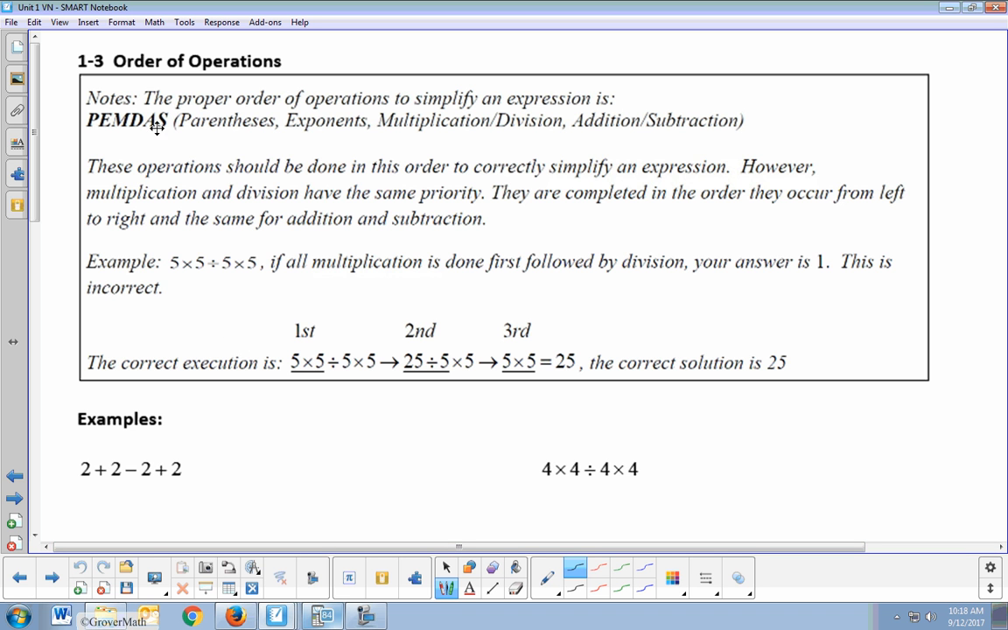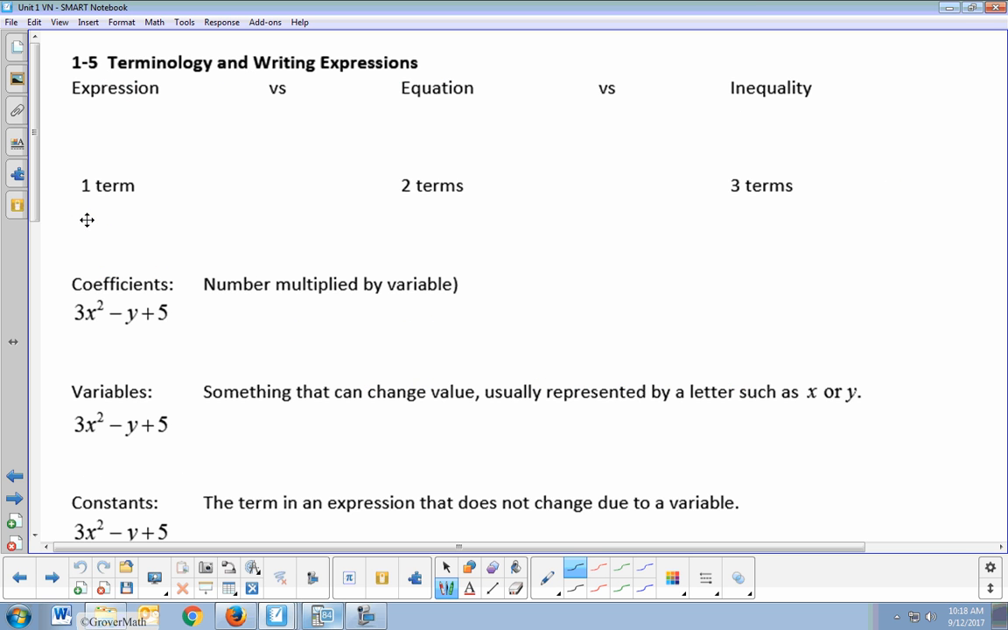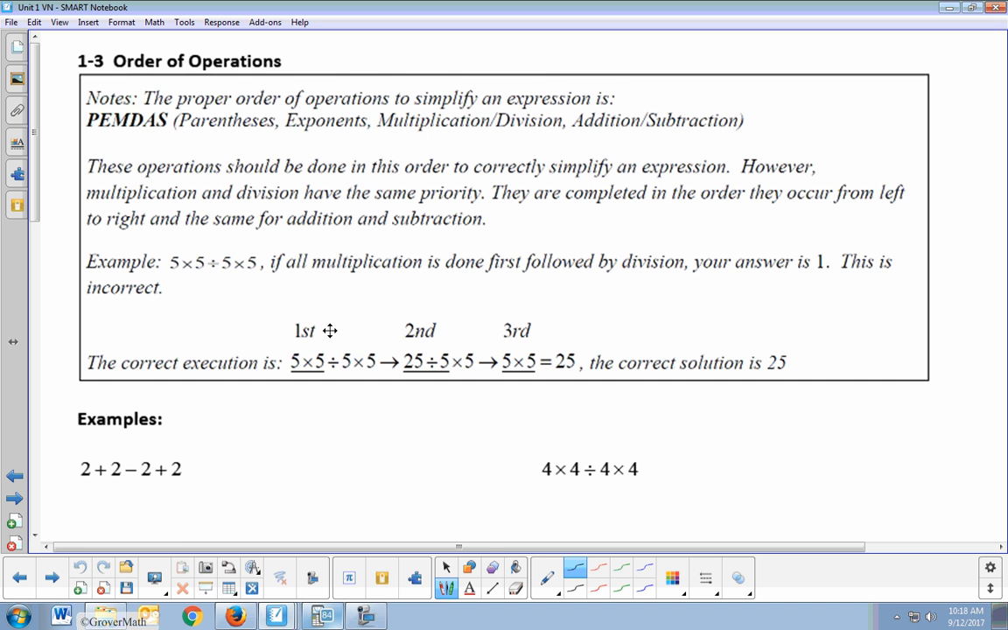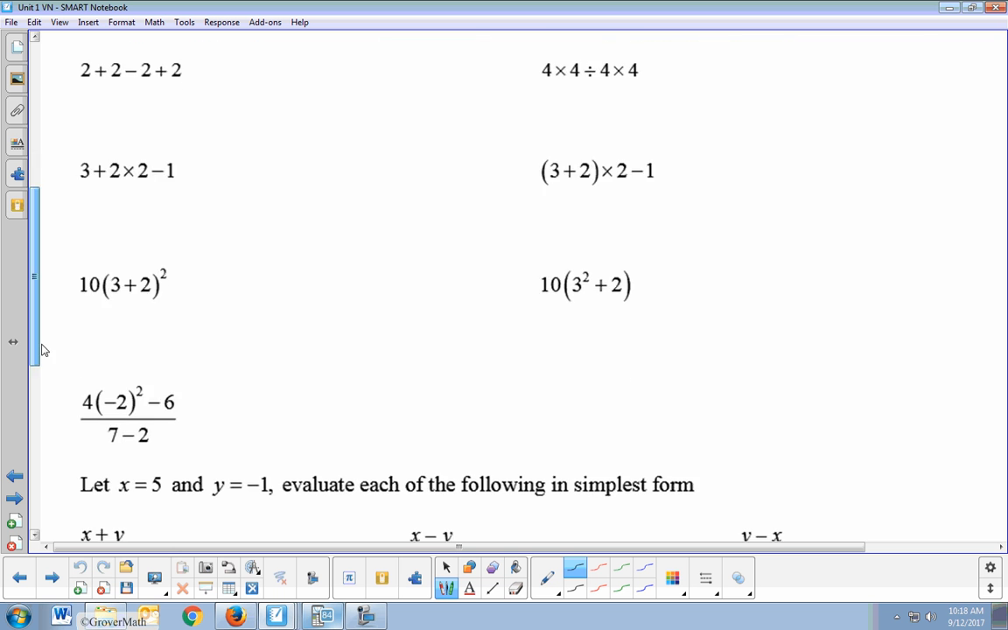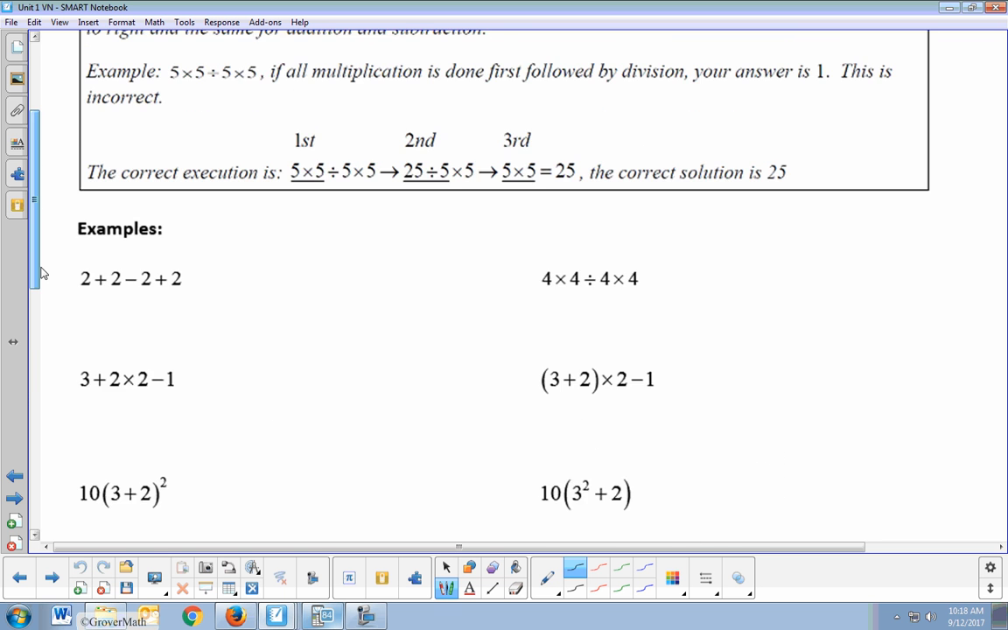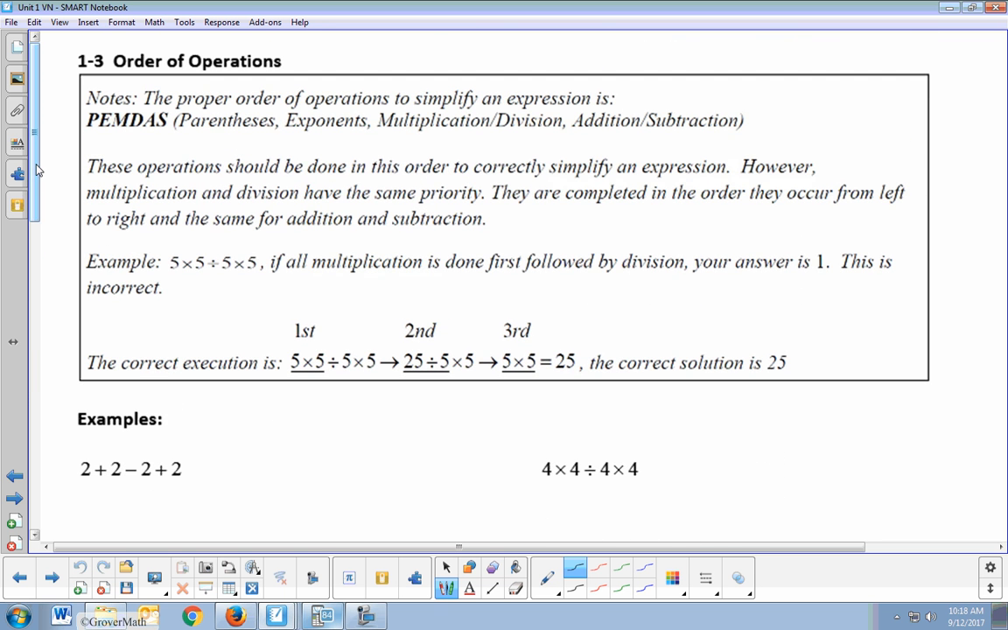So PEMDAS is our acronym for parentheses, exponents, multiplication, division, addition, subtraction. And that's the order of operations. Now notice that these are not equations, these are expressions. In the next video, we're talking about terminology, expression versus equation. But in this video, we're just working with expressions, so there's no equal sign. We're not solving for anything. We're simplifying what we already have. Because when you go to solving equations, you actually do this backwards, but we'll get to that in another video. So for now, we're going to follow this.